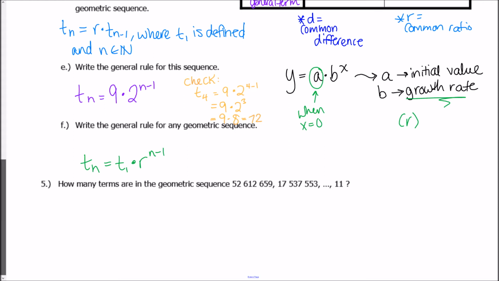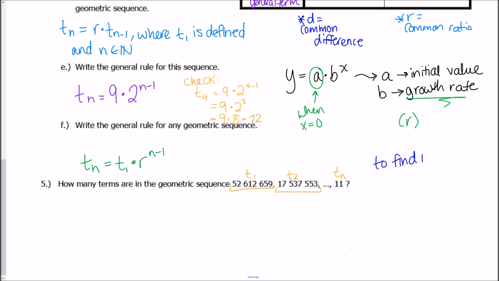Okay. So question number 5 asks us to figure out how many terms there are in the geometric sequence that's given right here. So here's the first term. This is t sub 1. This is t sub 2. And this is t sub n. We don't know how many terms there are. So first thing I'm going to do is figure out what the r value is.